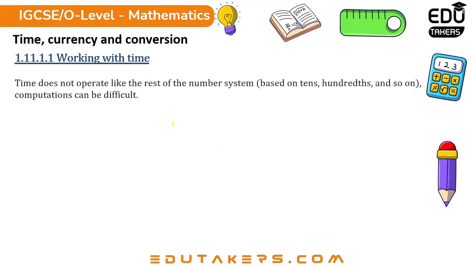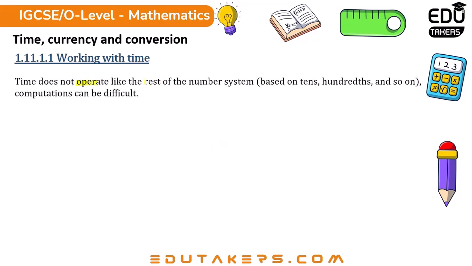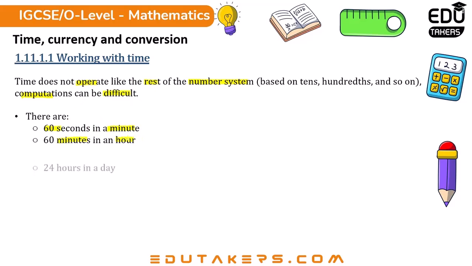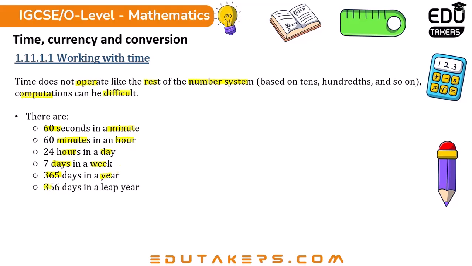Working with time. Time does not operate like the rest of the number system based on tens, hundreds, and so on. Computations can be difficult. There are 60 seconds in a minute, 60 minutes in an hour, 24 hours in a day, 7 days in a week, 365 days in a year, 366 days in a leap year.